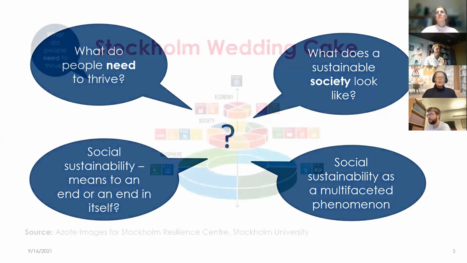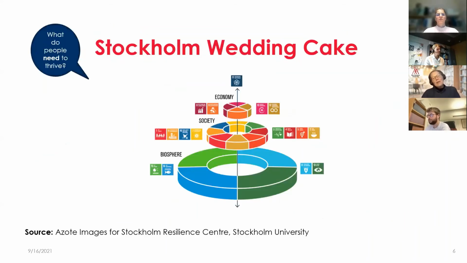All right, so first, what do people need to thrive? I have here for this approach chosen two models, and the first one is something that is called the Stockholm wedding cake. It's from the Stockholm Resilience Center. And obviously the name comes from this shape, and this is quite simple. This is just based on the Sustainable Development Goals. And they are here grouped as either having to do with biosphere, the environment, ecology, society, or the economy.